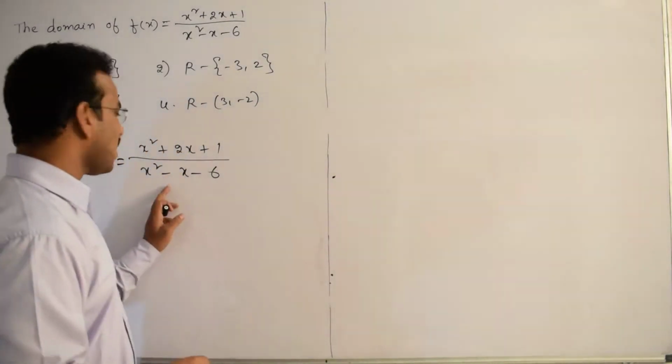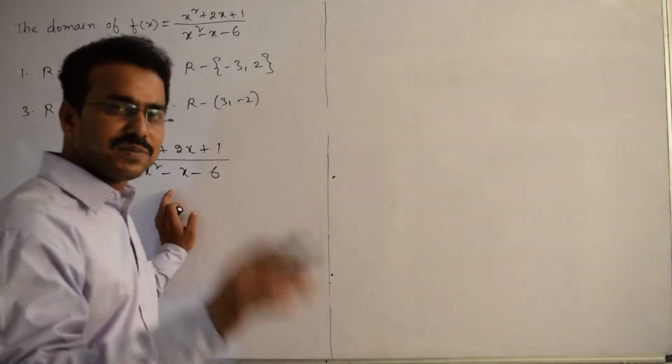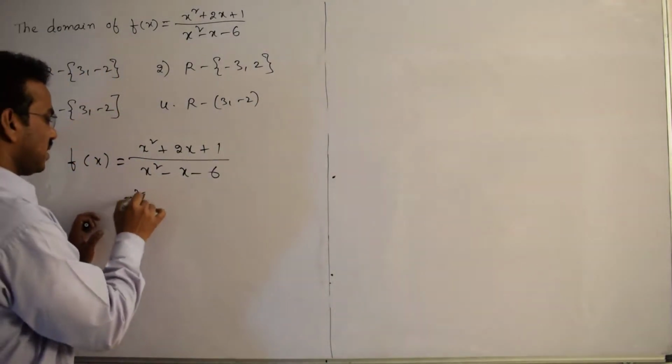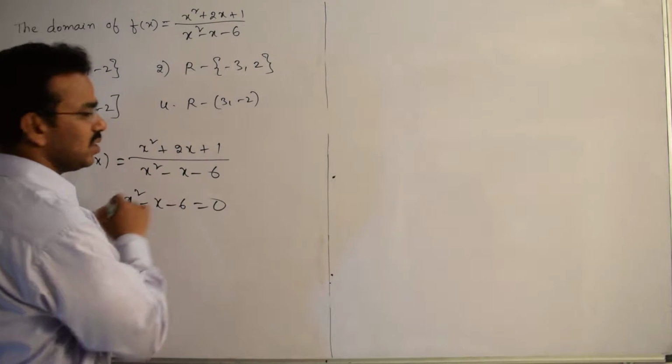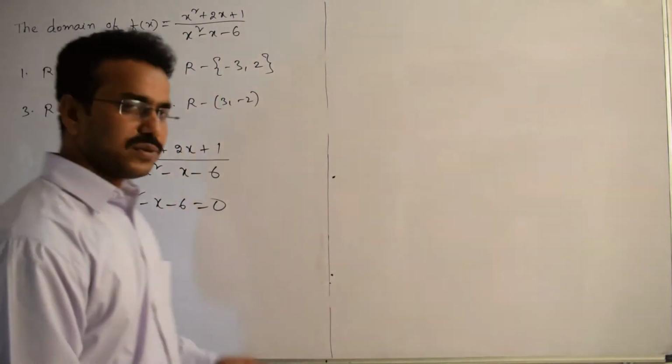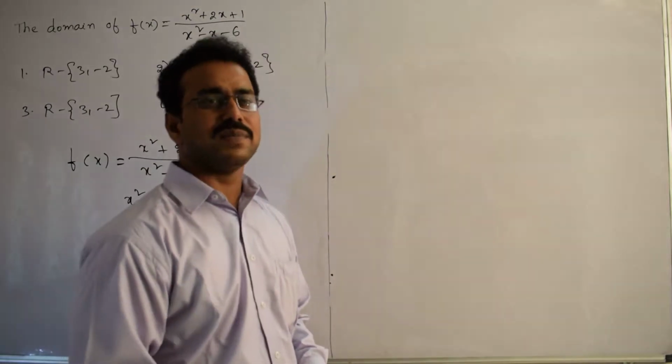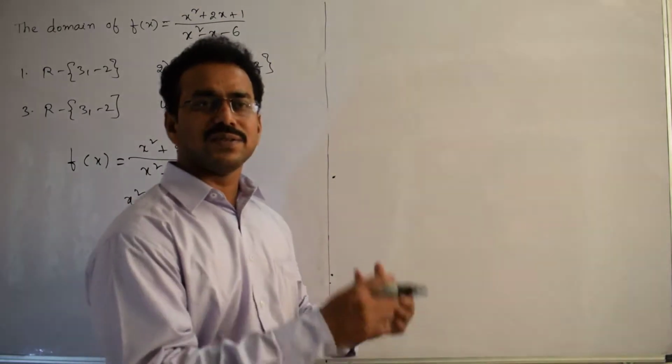So for what values of x the denominator is going to become 0, now we will calculate. So what is the denominator here? x square minus x minus 6 equals 0. See, clearly it is a quadratic equation. I am going to factorize by using the middle term splitting method so that I can calculate the values of x.